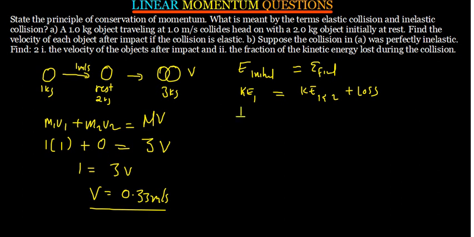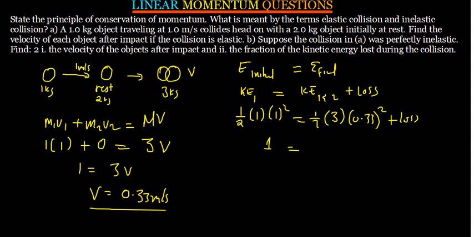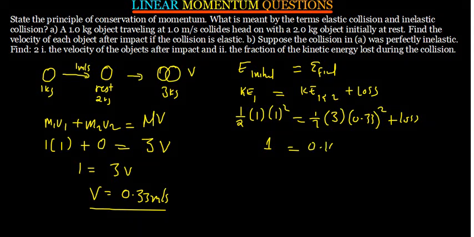So kinetic energy is half mv squared. The mass of the ball that is moving is 1, its velocity is 1 squared, and that will be equal to half the combined mass, which is 3, times their velocity 0.33 squared, then plus the loss. So this is going to be 1 on this side, and that will be 0.33 squared times 3 divided by 2. It is going to be 0.166 plus loss.